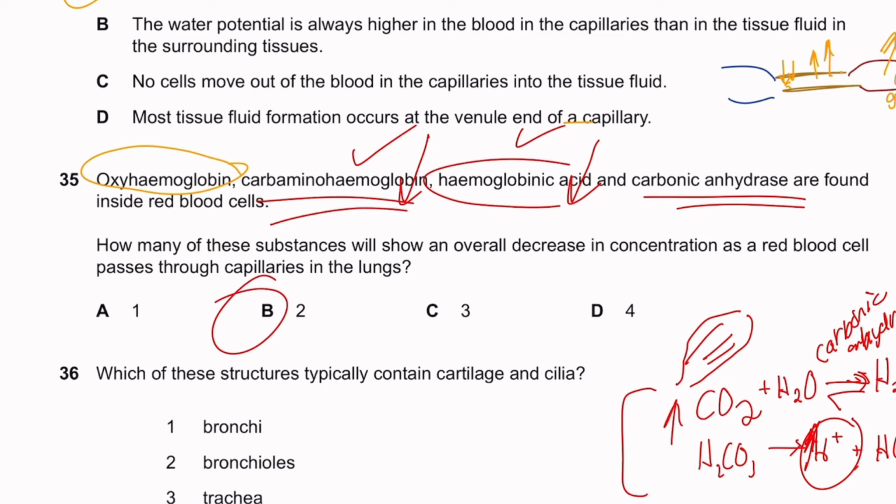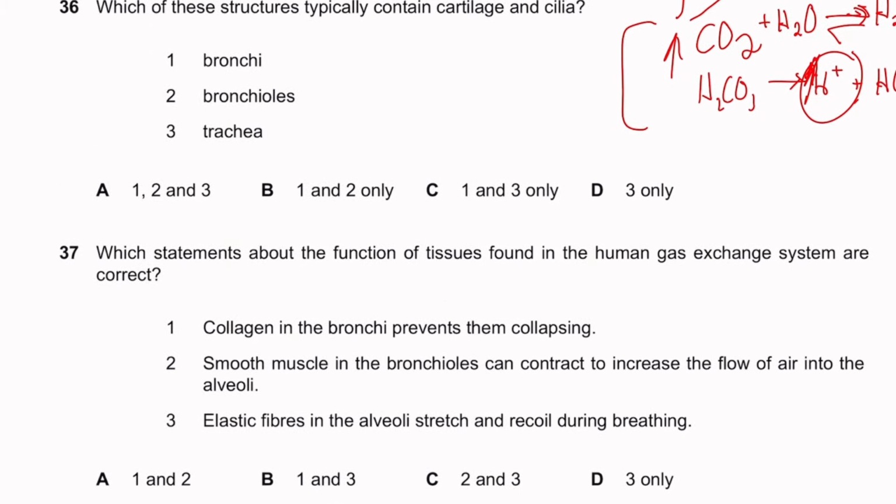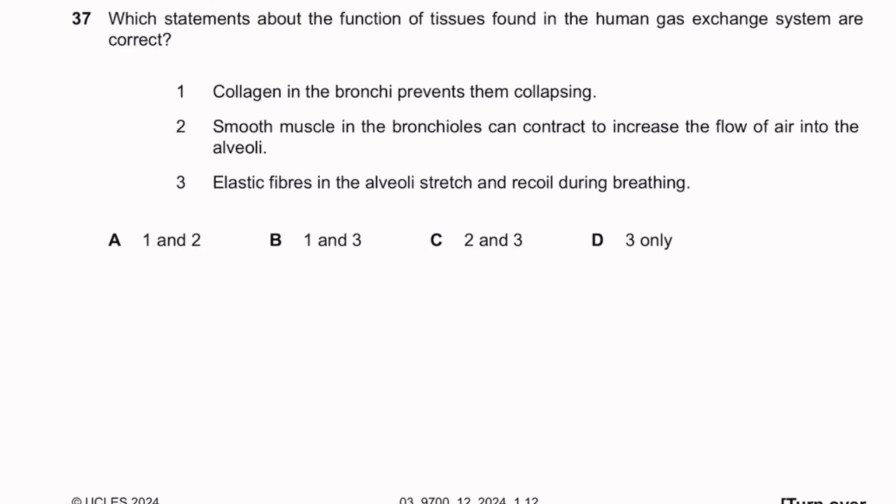So that's B. Okay, which one of these structures typically contain cartilage and cilia? Trachea, bronchioles, and bronchi. Bronchioles do not contain cartilage. Trachea contains cartilage, and bronchi do contain cartilage and cilia. So that's 1 and 3 only.